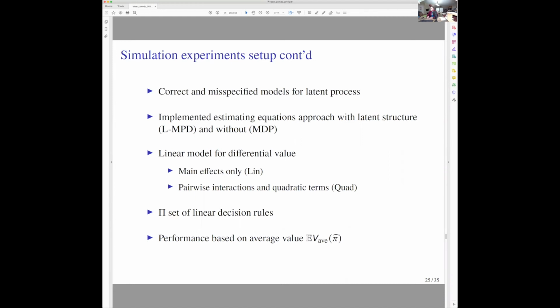We'll look at a linear model for differential value, one that has main effects only, which I'll call linear, and pairwise interactions and quadratic terms, which we'll label as quad. Pi, in this case, is a set of linear decision rules, and the performance is based on the average value. So if you look at this, there's kind of 2 expectations here. One is an average over future patients given pi hat, which you've constructed from the data, and the outer expectation is over data sets. So it's the average performance of a rule estimated using these different methods.